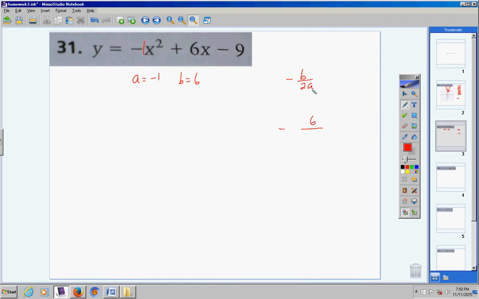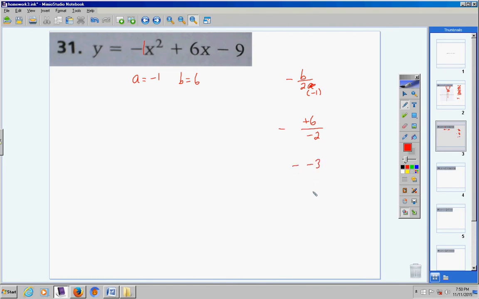2a, a is a negative 1. So 2 times a, 2 times negative 1, that's negative 2. Alright? So I have a positive 6 over a negative 2. A positive 6 divided by a negative 2 is negative 3. But don't forget there's a negative sign right here.